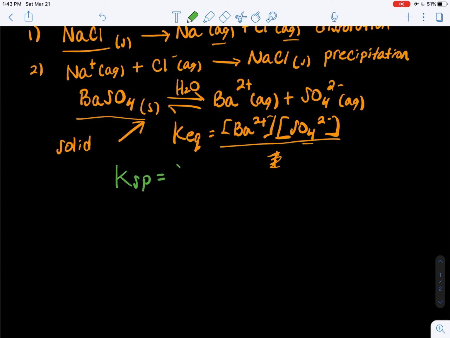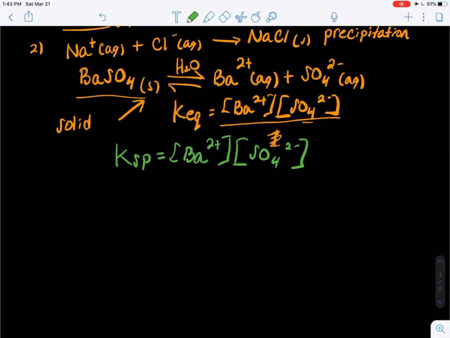So that's Ksp, and that's just going to be equal to barium ion times sulfate ion. And these are going to have certain values. You want to look in Appendix J of the OpenStax book.